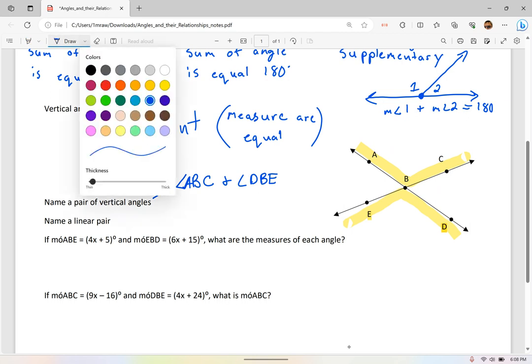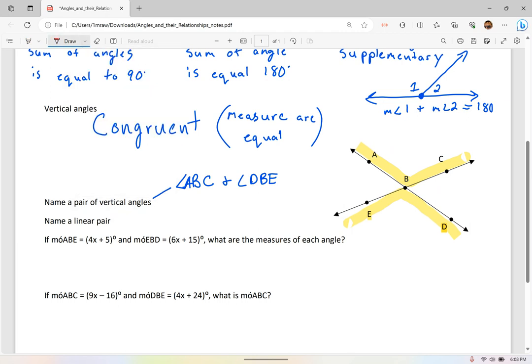But the next thing we're going to talk about is a pair of linear pairs. So remember, these are adjacent, so they should share a ray. Okay, so in this example, we could say angle EBD and angle EBA.